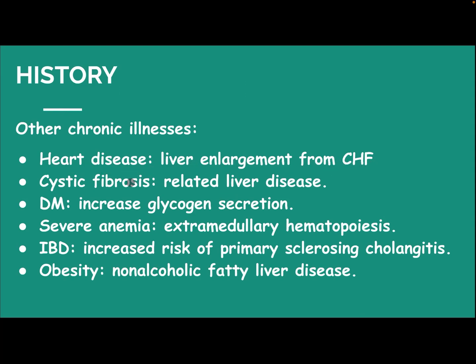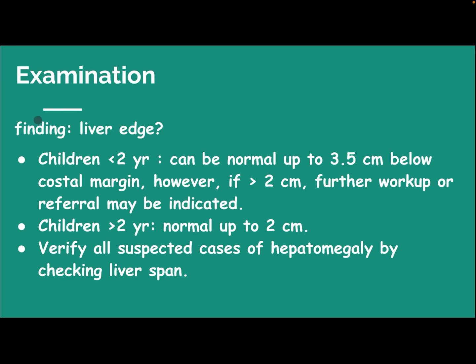Other chronic illnesses: heart disease, liver enlargement from congestive heart failure; cystic fibrosis, related liver disease; diabetes mellitus, increased glycogen deposition; severe anemia, extramedullary hematopoiesis; inflammatory bowel disease, increased risk of primary sclerosing cholangitis; obesity, non-alcoholic fatty liver disease.